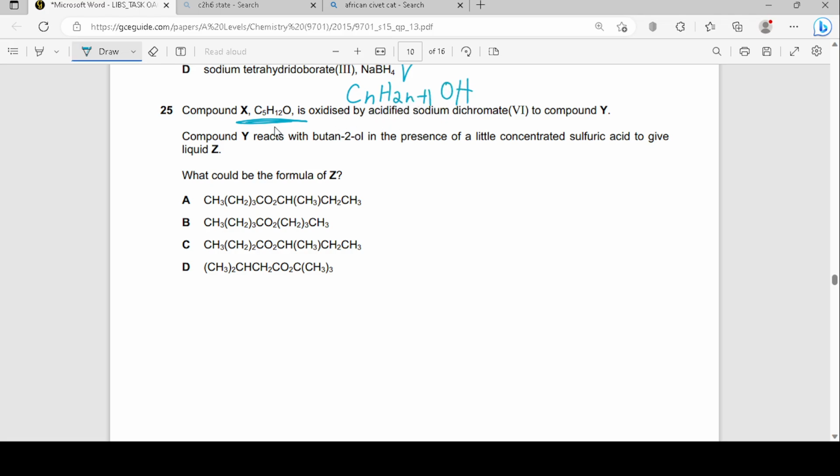And that will make C5H2n, two fives are 10, and then 11, then OH. So C5H12O would probably be an alcohol, I would assume. So an alcohol, if you oxidize it, would probably give you a carboxylic acid, right? So if I get a carboxylic acid, then basically my compound Y is a carboxylic acid.